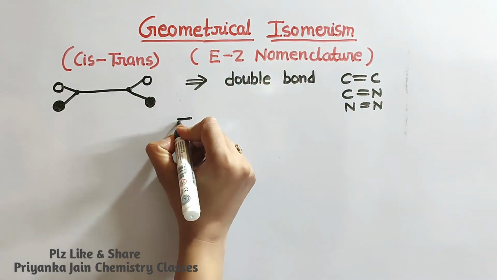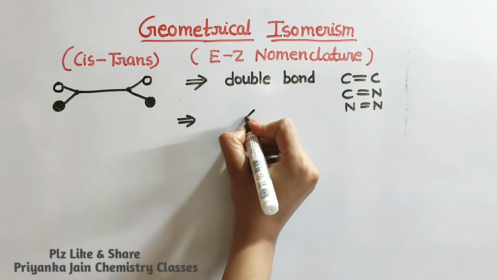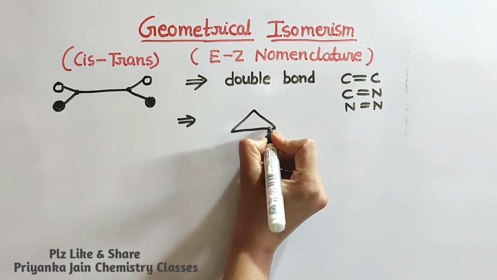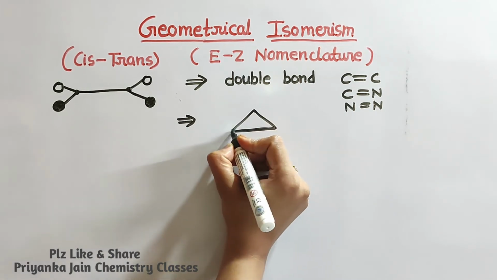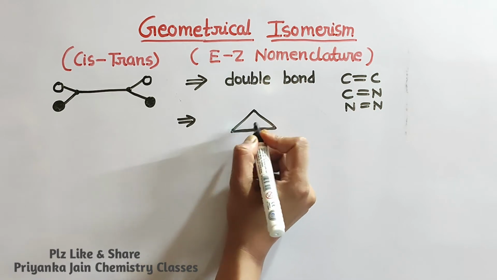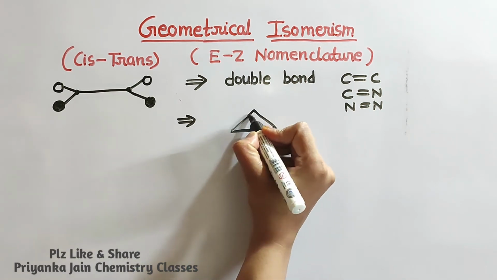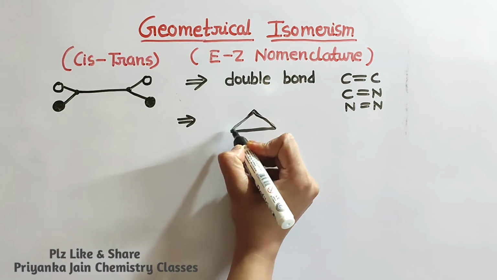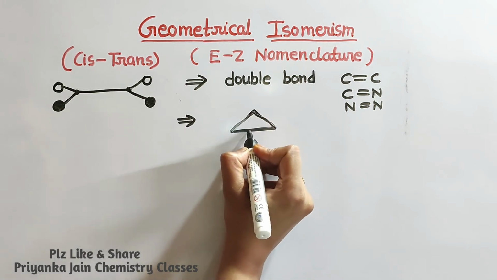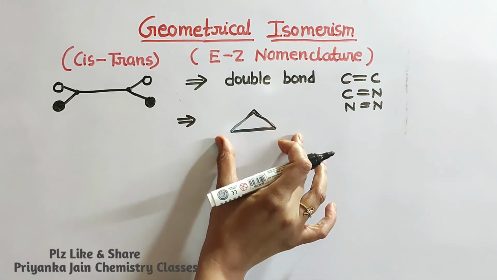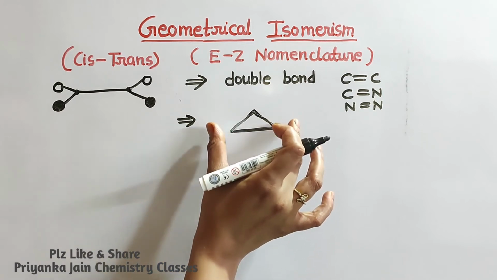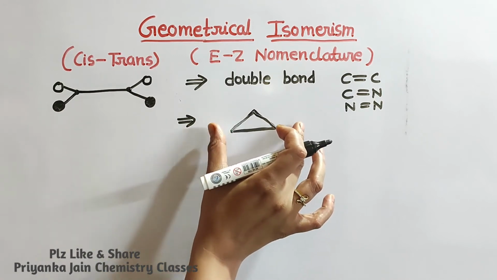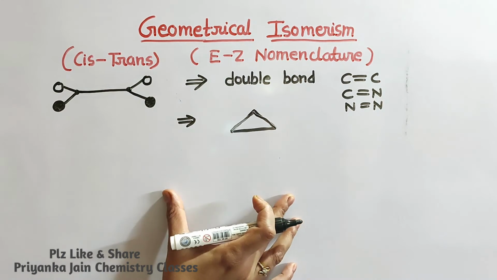The next case is cyclic compounds. In cyclic compounds, a single bond is present, but the rotation about this single bond is restricted due to the formation of the ring. Due to the ring, this bond cannot rotate now. So there is restricted rotation, and if the ring is di-substituted, it will give rise to geometrical isomerism.